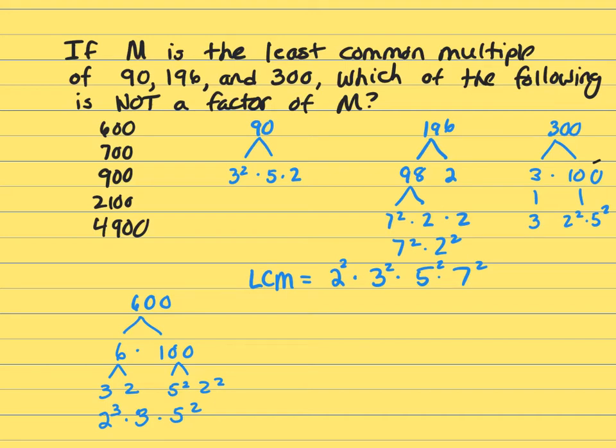Which of the following is not a factor of m? Well, let's first find the LCM for 90, 196, and 300. And the way you do that, you break each one down to prime factors.